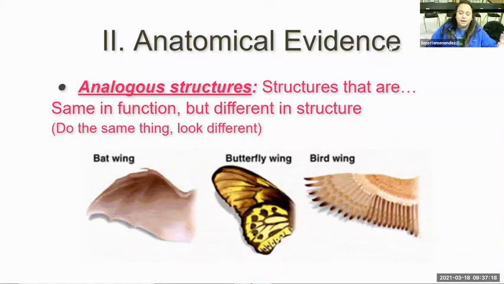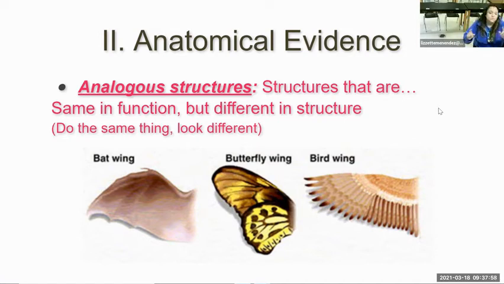So what we learned with homologous structures is they have the same structure, different function. They look the same, do different things. In analogous, we literally switch that around. So now we are looking at structures that are the same in function, so they do the same thing, but they are different in structure, so they look different. For example, these wings. Wings tend to help us fly, but a bat wing versus a butterfly wing versus a bird wing, they're different structurally. So I'm going to give you a little bit to go ahead and write that definition.